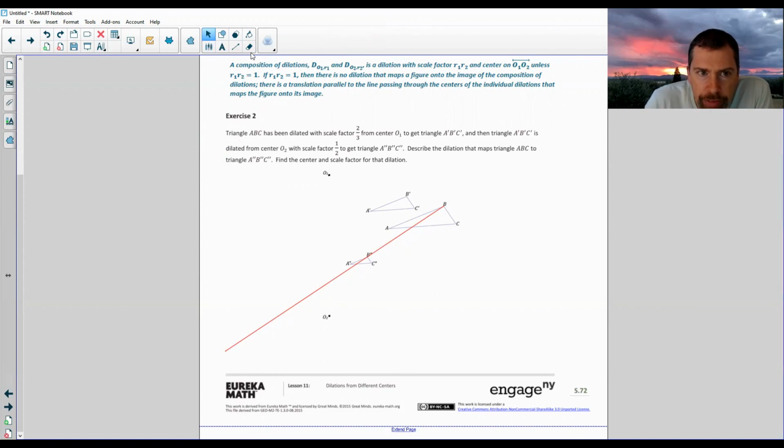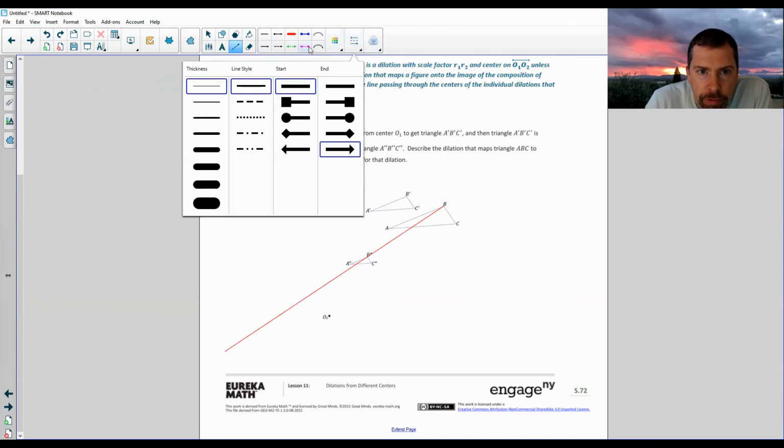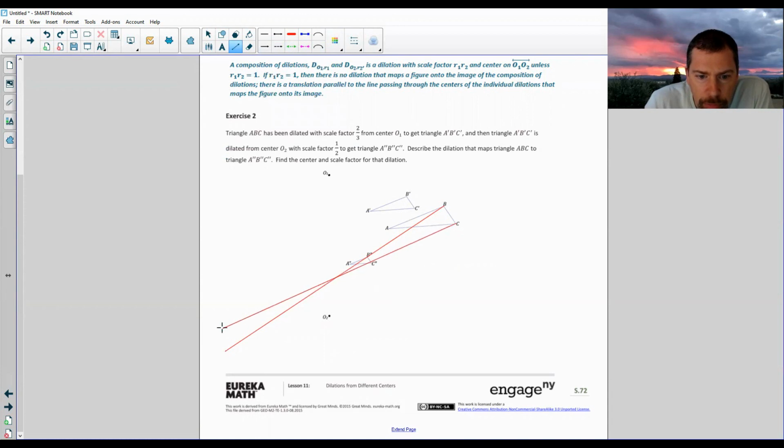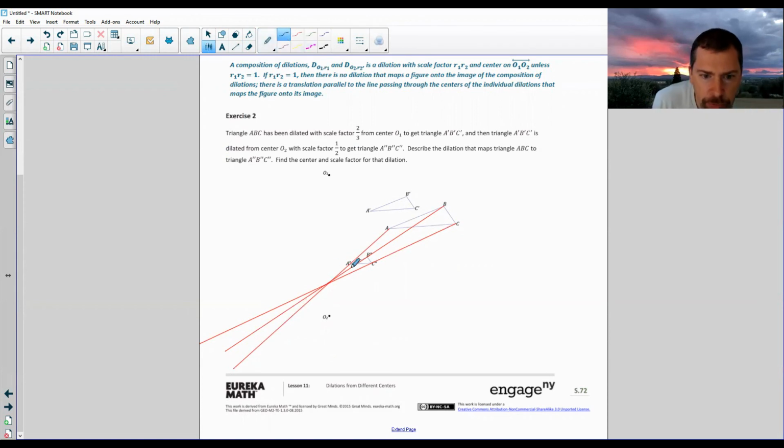All right, C through C double prime. And A through A double prime. Right. That was easy enough. So we found the center of dilation, which would be right here. And it is O3.